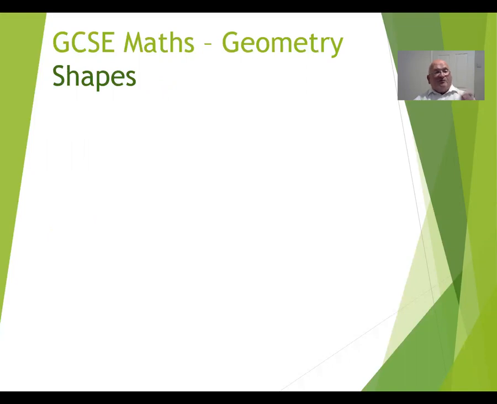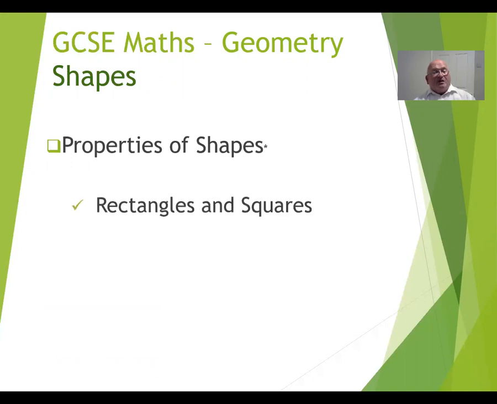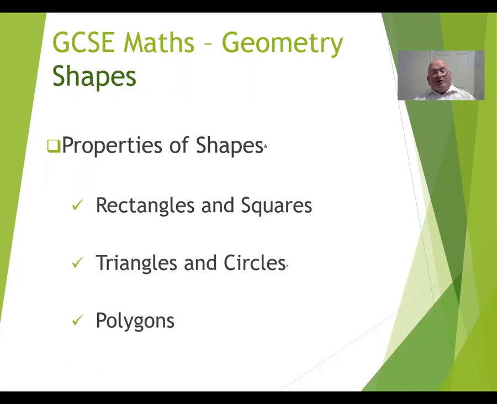Okay, so first off, shapes. In shapes, we'll look at the properties of some shapes, particularly rectangles and squares, triangles and circles. A polygon is any shape, in fact a square is an example of a polygon. A polygon is any shape which has got multiple sides, really. It's quite a general word.